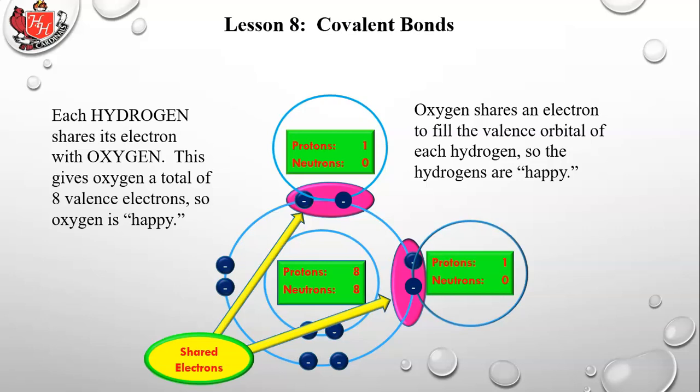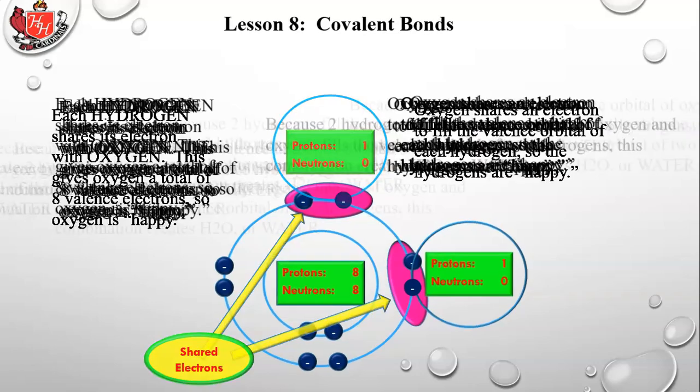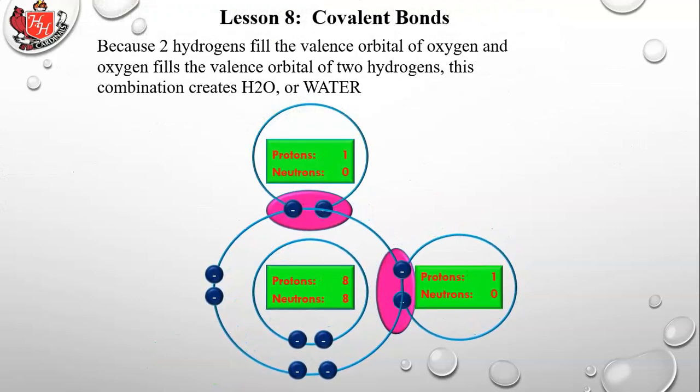So all oxygen knows is, it doesn't know whether it's sharing or not. All it knows is it's got 8 electrons in its valence orbital and it's happy. All each of the hydrogens knows is that they have 2 electrons in their valence orbital, so they're both happy. Because 2 hydrogens fill the valence orbital of oxygen and oxygen fills the valence orbital of the 2 hydrogens, this combination creates H2O, or water.